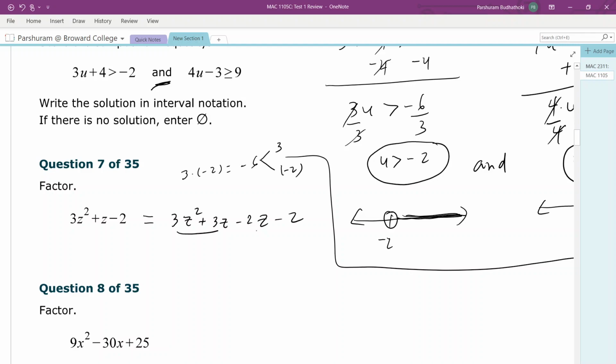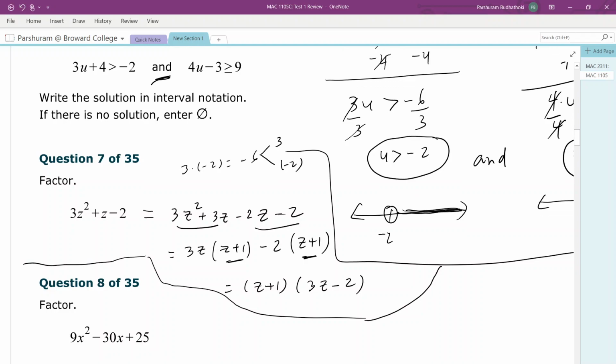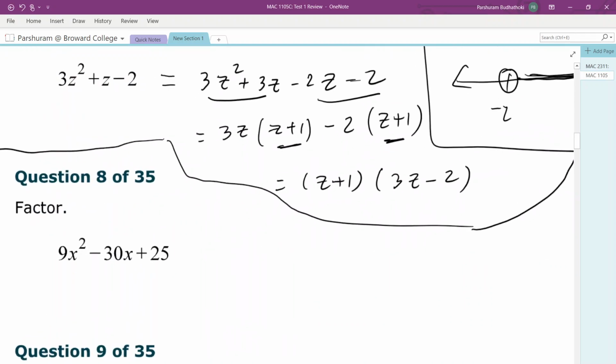And now we can factor by using grouping. So factor out 3z, it gives us z plus 1 from the first two. From the last two, we can factor out 2, and that gives us z plus 1. And one more time, you can see that there is a z plus 1 and z plus 1 common factor, so we can factor out z plus 1, and left over would be 3z minus 2. So that's the factor for problem 7. For problem 8, we can do the same thing.